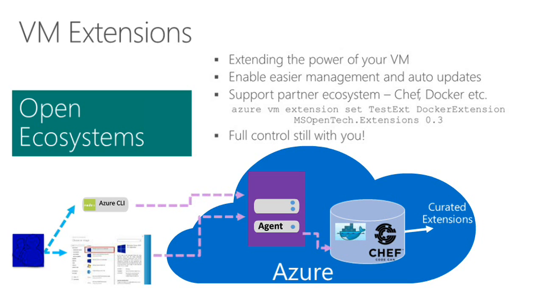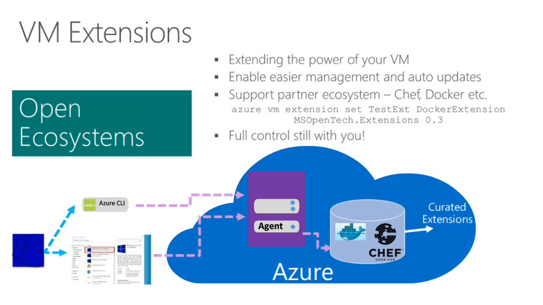And if you want to use Chef or Docker, it's a very simple command from the Node.js-based command line interface. You just say Azure VM, I want this extension. You give the name of the extension and the publisher, and then essentially it's installed in the virtual machine. So it allows you to get the best of PaaS, platform as a service-like capabilities, while keeping full control of the virtual machine.